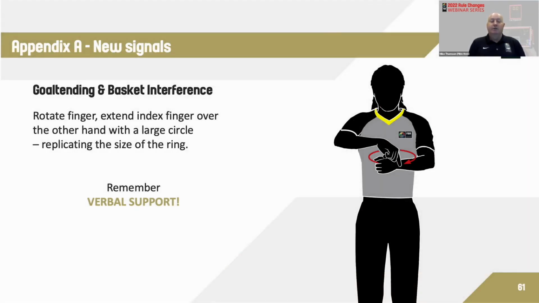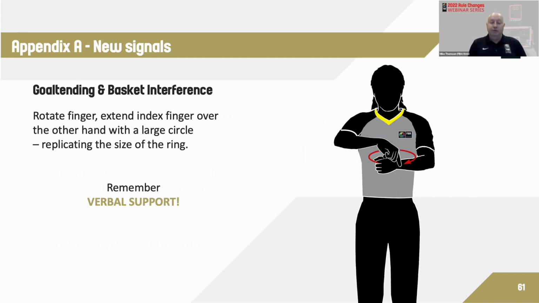It's very interesting that we've never had a signal for this in the game, and we've seen some communication difficulties between referees and the table when it's occurred. So we've introduced a signal. The referee, with their arm, makes what replicates a rim and shows with their finger the ball rolling around the edge of the rim. This is our goaltending and basket interference signal.